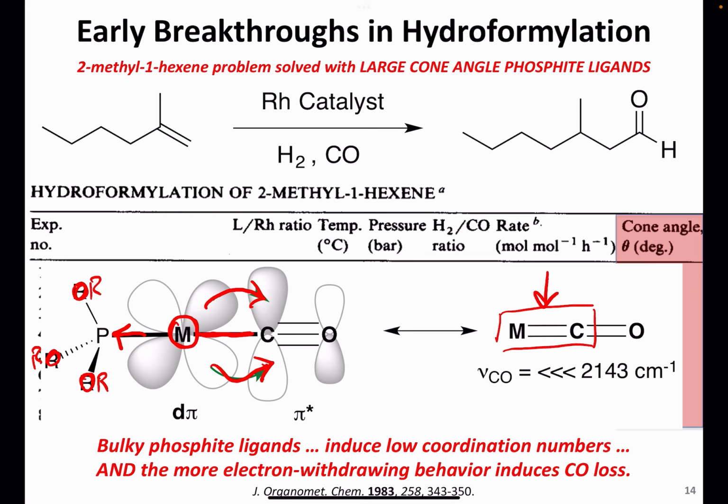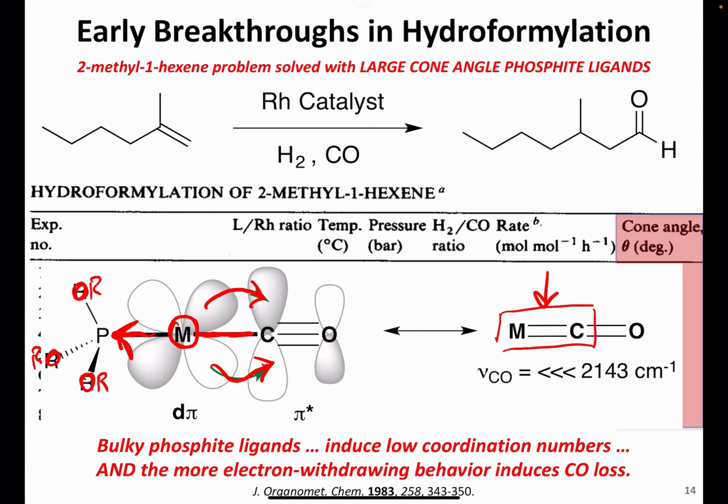Therefore, the electron withdrawing ability of the large phosphite ligand starts to siphon electron density away from the transition metal center. That minimizes back bonding. If the back bonding is minimized, the CO functionality becomes more labile. It then falls off, and you can enter the catalytic cycle.